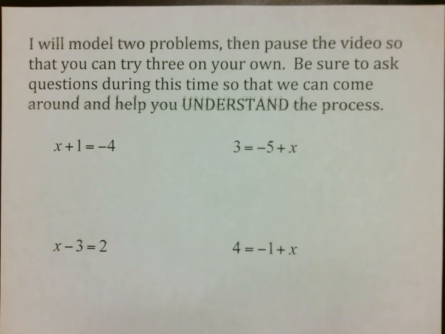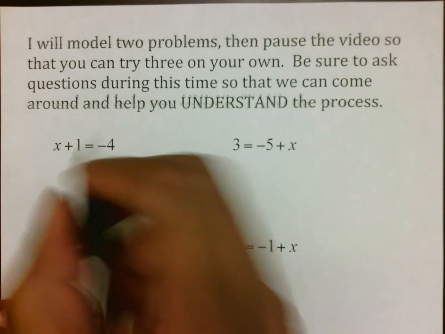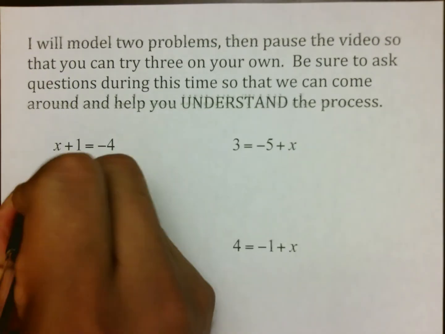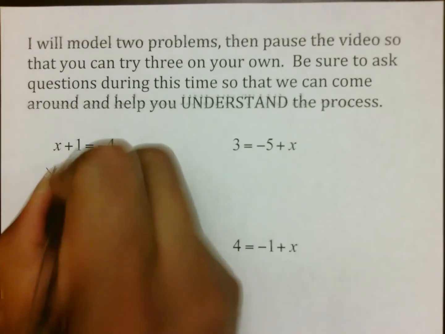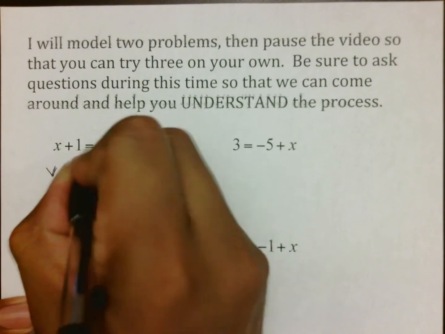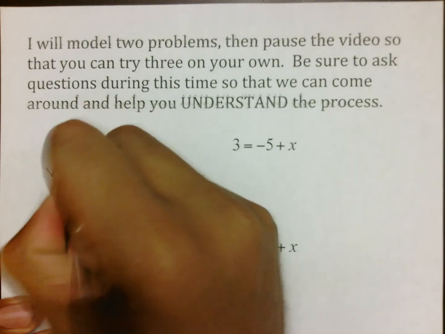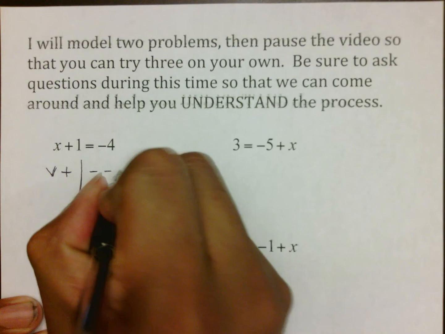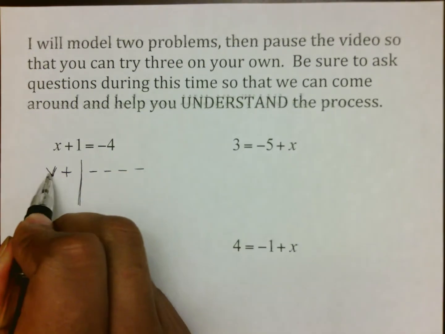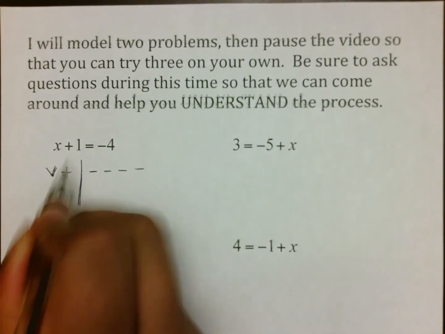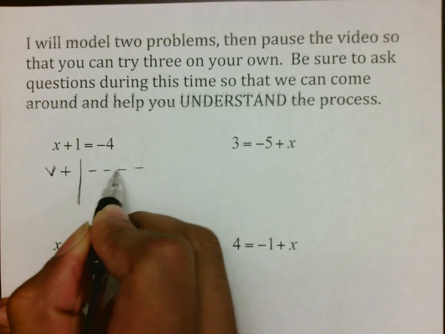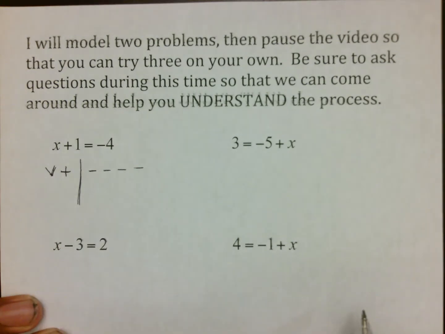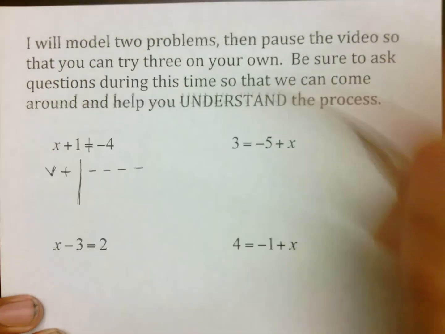I will model 2 problems again, then pause the video so you can try 3 on your own. Be sure to ask questions at this time so we can come around and help you understand the process. So, this is an x, which we'll model with a cup, plus 1, which we'll put a plus here. The equal sign means separate it with a wall, and then negative 4, 1, 2, 3, 4. So what we have here is an x, an unknown amount, and a 1 is equal to the same as negative 4. That equal sign is like a wall there.